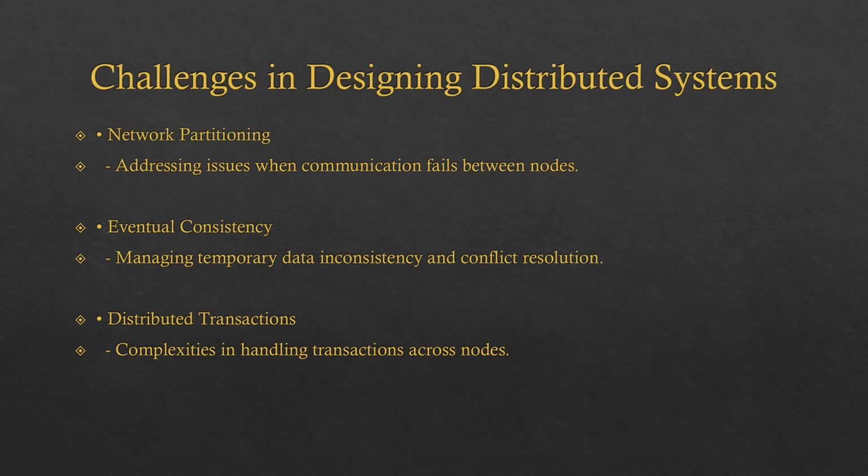When designing distributed systems, we also need to address the following challenges. Network partitioning. Communication failures between nodes can occur, so the system should be resilient and handle network partitions effectively. Eventual consistency. Managing temporary data inconsistency can be tricky, especially when handling conflicting updates. Distributed transactions. Coordinating transactions across different nodes introduces complexities in ensuring atomicity, consistency, and reliability.